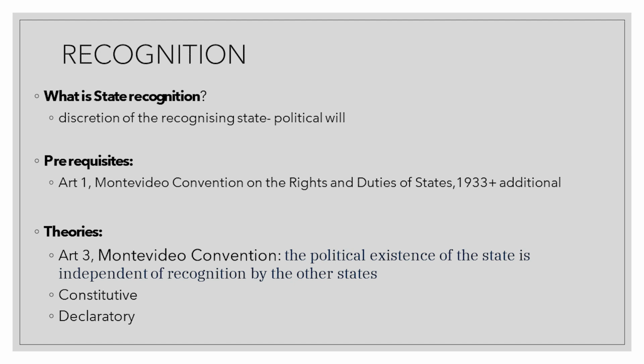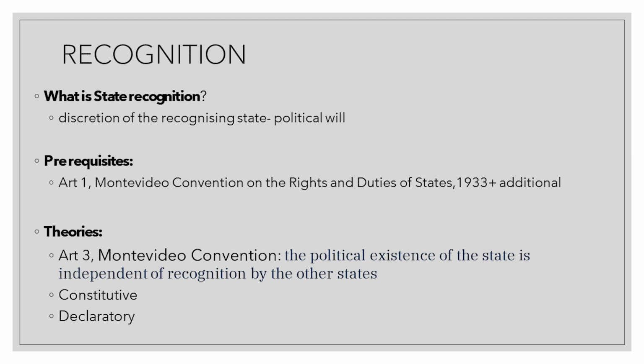So let us move to theories now. So state recognition is described, the procedure, and the ramifications of state recognition. This is described by 2 sets of theories. One is constitutive theory and another is declaratory theory. But before moving to theory, let us first see one very important provision of the same Montevideo Convention 1933.